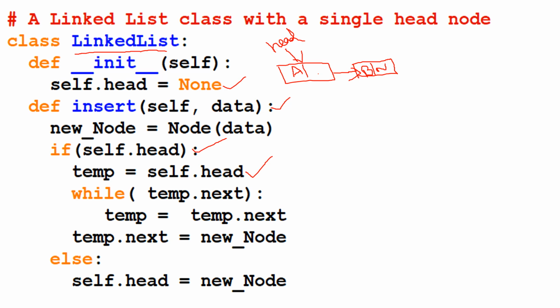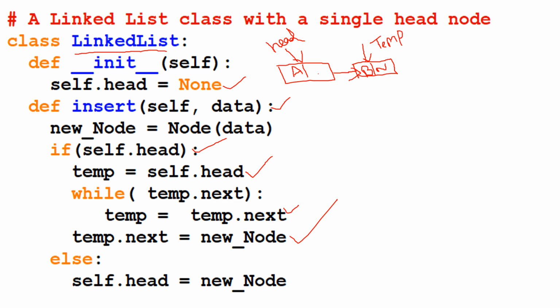Okay, now the temp will be incremented by 1. Now the temp is here. When temp next is available for this node, no, temp next is null initially, so this loop will exit. Now the control will come to the next part, that is temp next. What is temp next? Null, right?